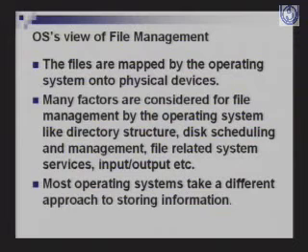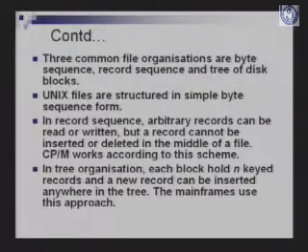So these are primarily the categories that the operating system looks at in order to manage the files. Most operating systems take a different approach to storing the information. There are three common file organizations: one is the byte sequence, another is the record sequence, and the other is the tree of disk blocks. In Unix this is a simple byte sequence form. In the record sequence, arbitrary records can be read or written, but a record cannot be inserted or deleted in the middle of a file. CP/M works according to this; it is the operating system in which this is implemented.